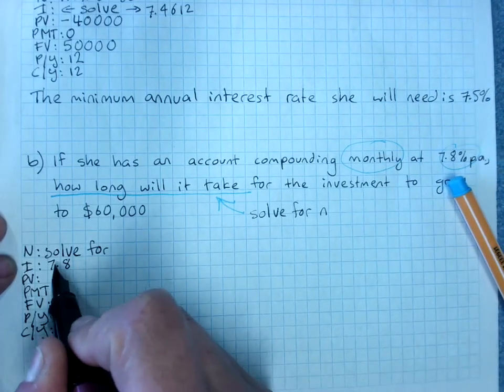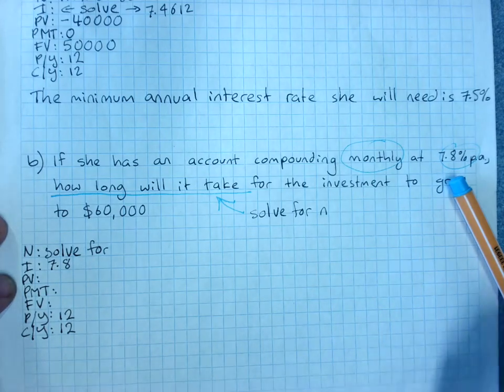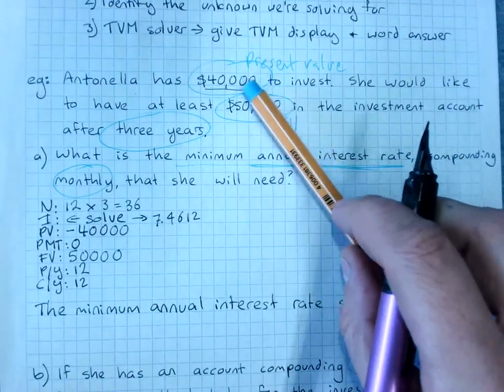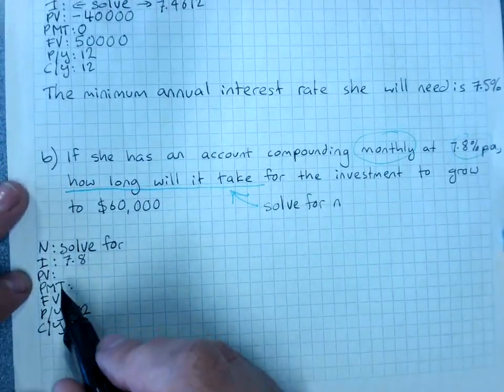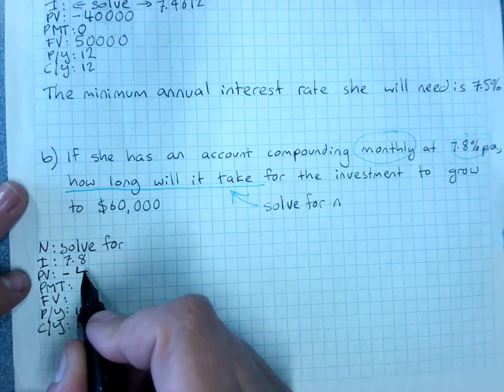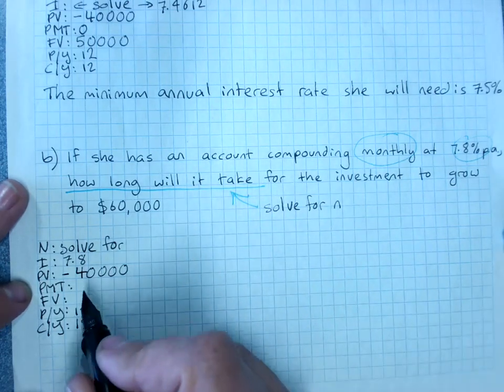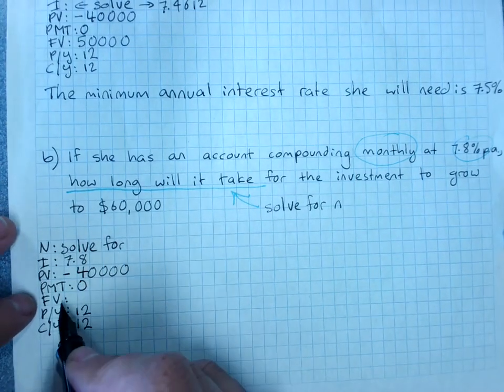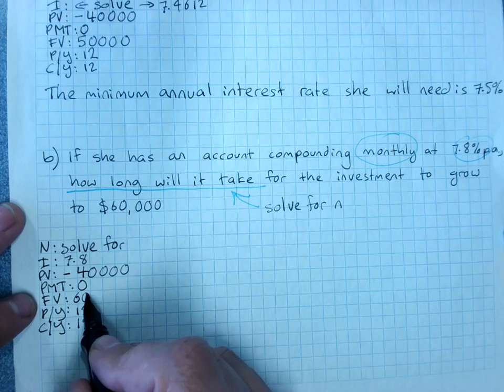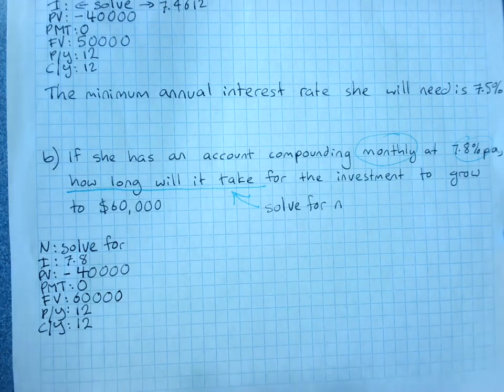Interest rate we've got 7.8. Remember, we leave that as annually. The present value came from the original question, 40,000. And remember, this is an investment, negative 40,000. Payments, there's still no extra payments going in with 0. And the future value, we'd like to get it to 60,000 instead.